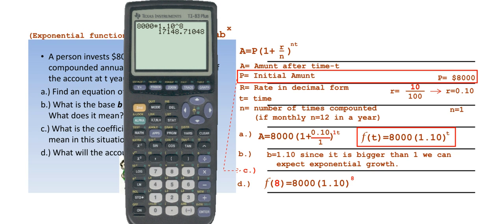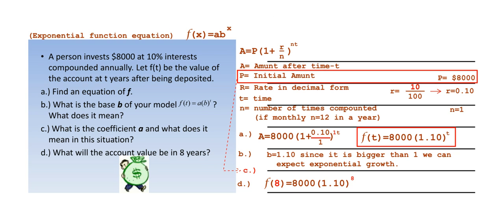So there it is. Our estimated growth or value is $17,148 and roughly 71 cents. So let's copy that onto our paper. f of 8 equals, once again, we want to go to the nearest cent because we're talking about money, right? So two decimal places. $17,148.71 is how much we can expect to receive back.